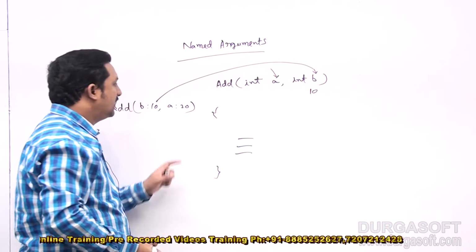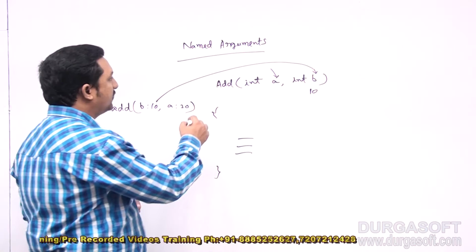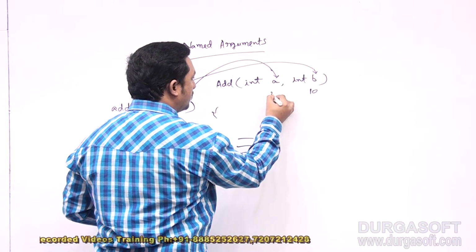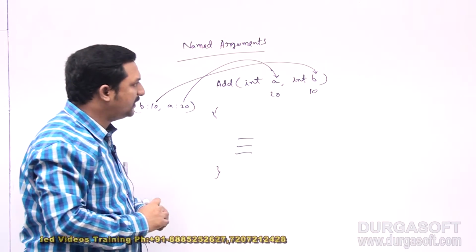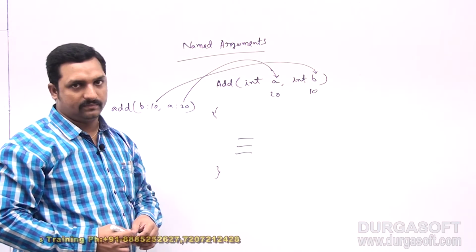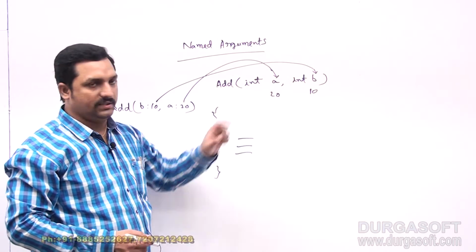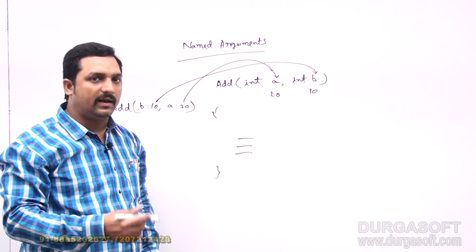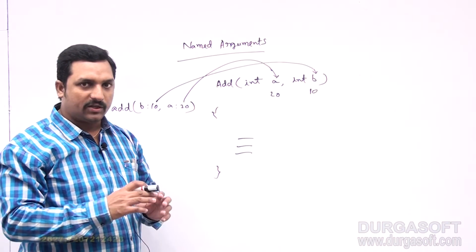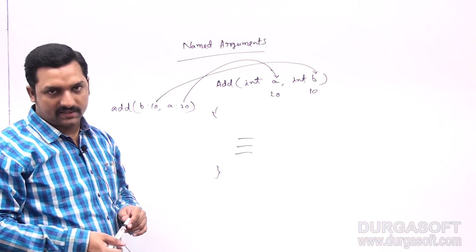Same like that, 20 will go to which one now? A. So 20 just goes to A. Now the A value is 20. Finally A value is 20 and B value is 10. So this order has been changed, but this order is not changed. So while calling the method, while passing arguments to that particular method, if we want to change the order of arguments, then we have to go for which one? Named arguments.